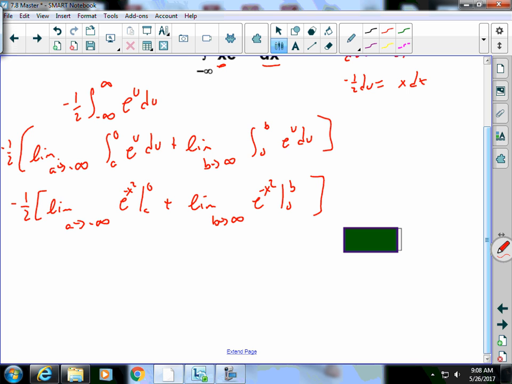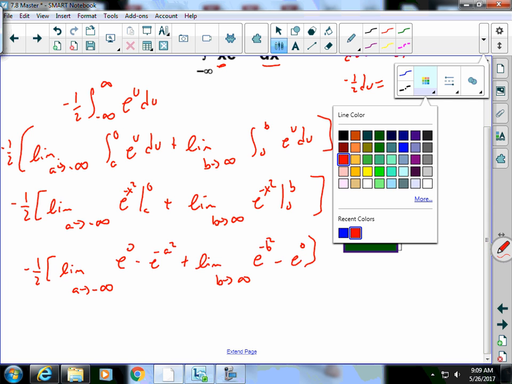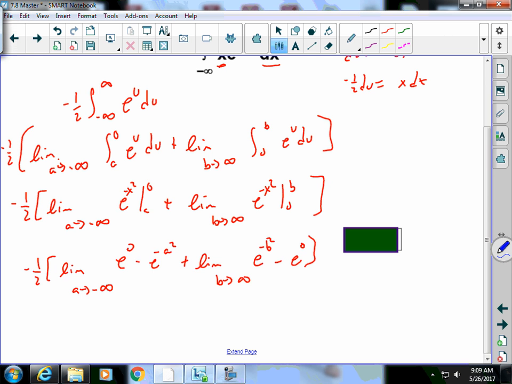And now we're going to evaluate this. I have a minus 1 half times the limit as a approaches negative infinity of e to the 0 minus e to the minus a squared, plus the limit as b approaches infinity of e to the minus b squared minus e to the 0. So now I'm going to look at these and change the ink colors again. So e to the minus 0, well, that goes to 1. That's a minus 0. It doesn't matter. That's going to go to 1.